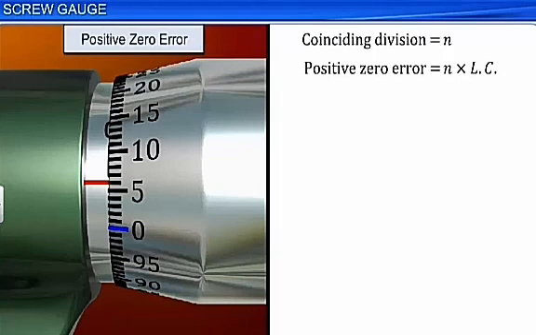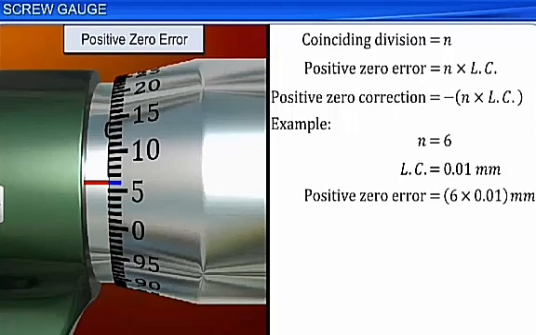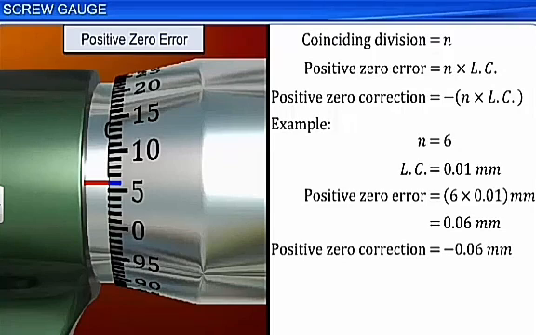That is, the correction for positive zero error is negative. For example, if the sixth division on the head scale coincides with the index line of the pitch scale and the least count of the screw gauge is 0.01 millimeter, then the positive zero error is equal to 6 into 0.01 millimeter, which is equal to 0.06 millimeter. Then the positive zero correction is minus of positive zero error, which is equal to minus 0.06 millimeter.